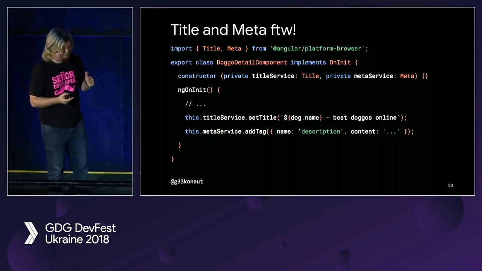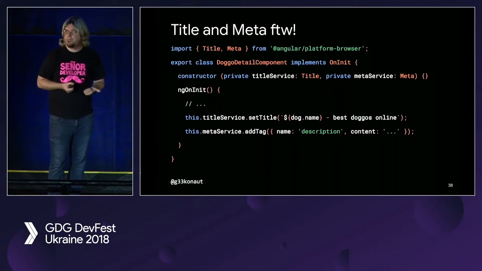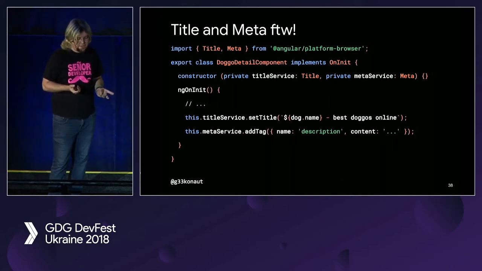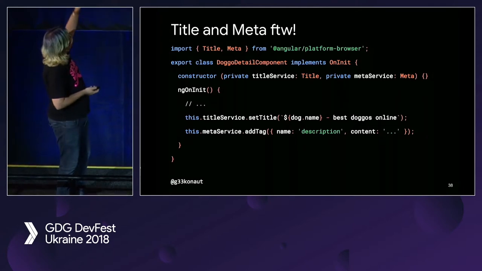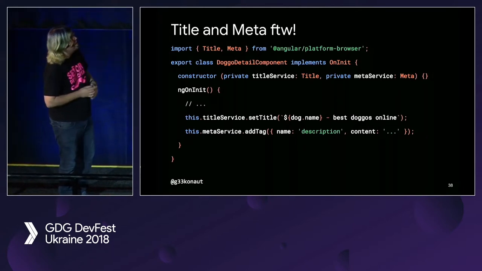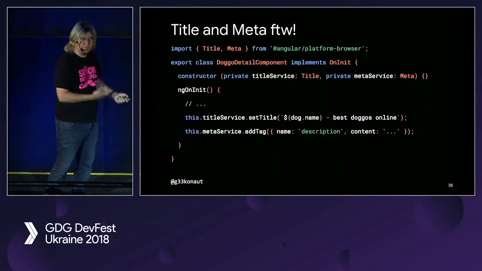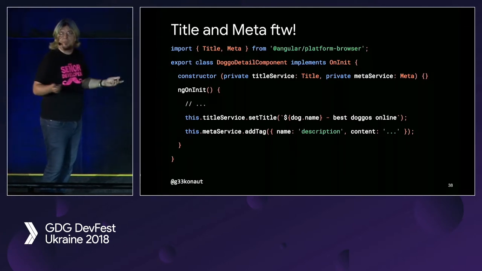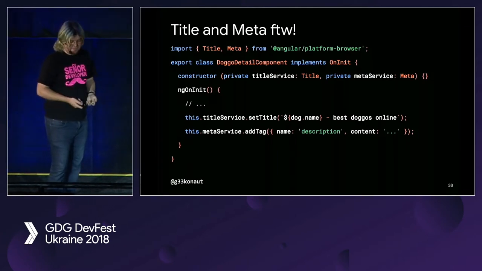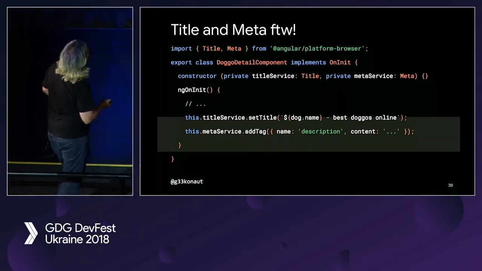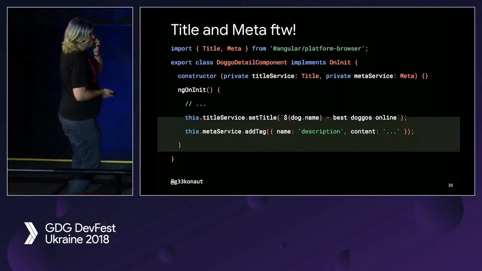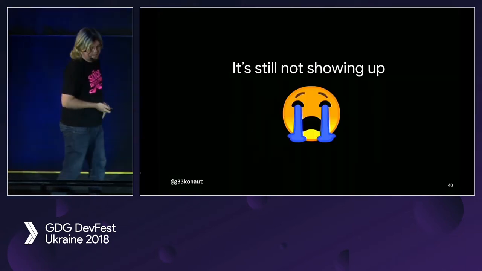So you basically just get the title and meta service from the platform-browser module that Angular comes with and get a reference to them in the constructor. And last but not least, somewhere in your component, when the component gets ready, you're using their setTitle and the addTag description to actually put the content description and the title in. And that's pretty much it. That's all the magic. These lines, the last two lines, are the most important ones where we are actually setting the title and description.